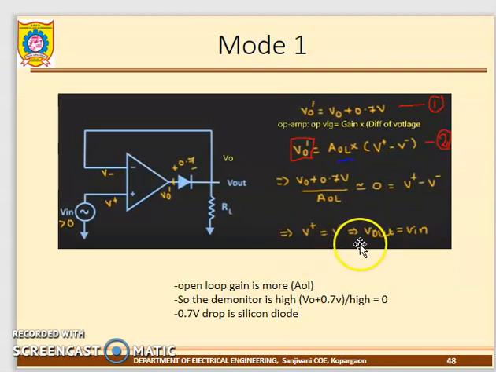So the output voltage is equal to the input voltage. During that time, when V in is greater than 0, the output voltage is equal to the input voltage.